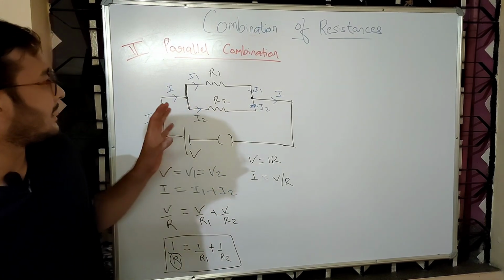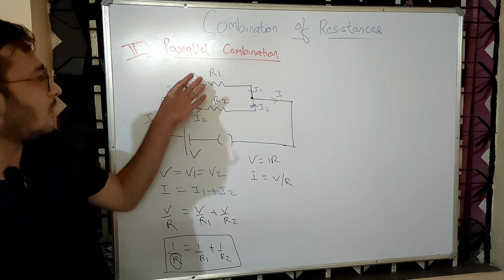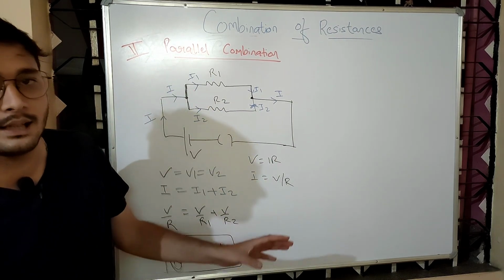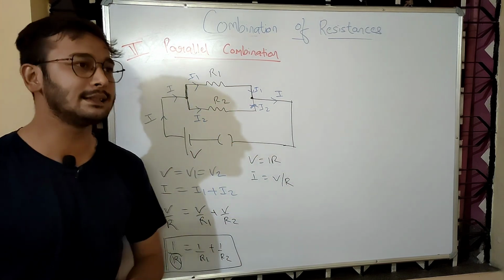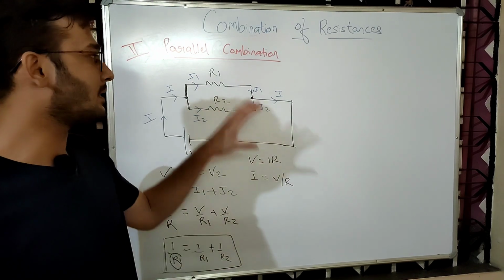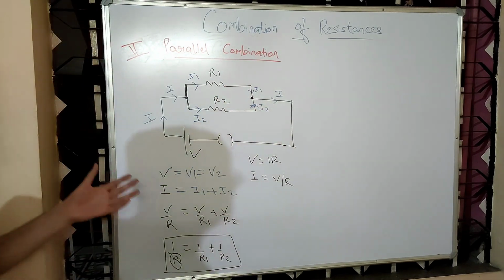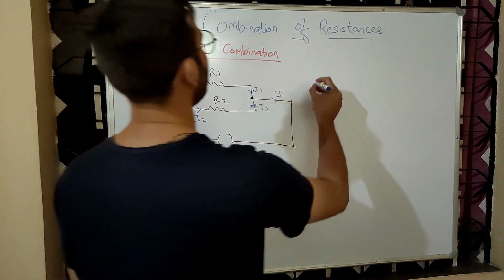Now here some of you get confused. Suppose the current is 10, will 5 go in each? No. This will be so only if R1 and R2 are equal. If resistances are not equal, current will not be divided equally. It depends on resistance. So how will current be divided? Firstly, let's find total current. So total current will be what?